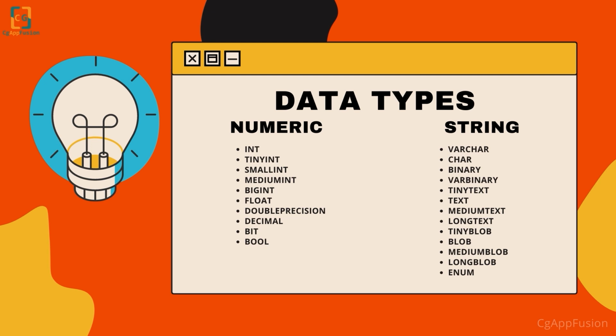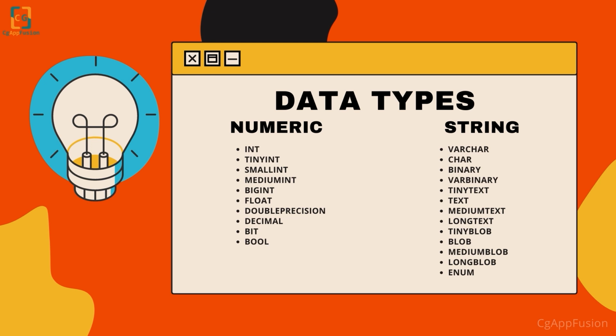For numeric, we have int, tiny int, small int, medium int, big int, float, double precision, decimal, bit, bool. And for string, we have varchar, char, binary, var binary, tiny text, text, medium text, long text, tiny blob, blob, medium blob, long blob, enum. So as you can see, we have a lot of different data types that we can use. But for now, you don't have to worry about it because right now we are going to learn the most common one, which is int for numeric type and varchar for string.